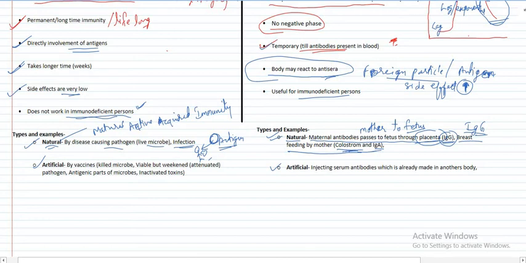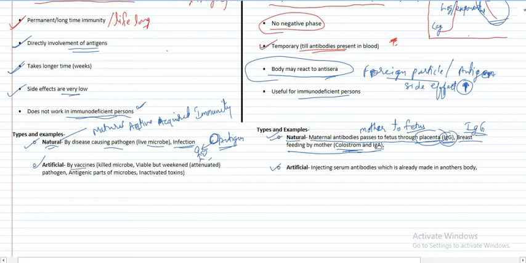Now coming to artificial active immunity and artificial passive immunity. Artificial means it is created in a laboratory or in artificial conditions which we created, which means it is not created in any natural body. Okay, so how can it occur?